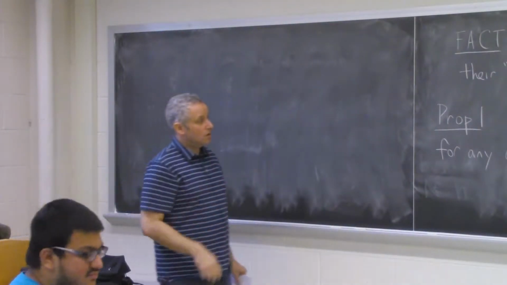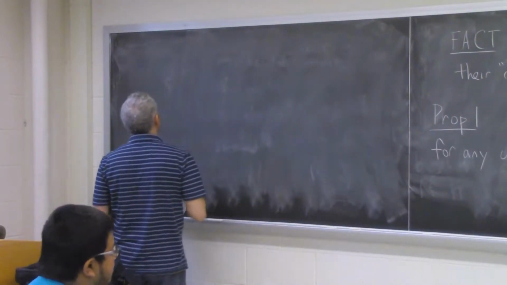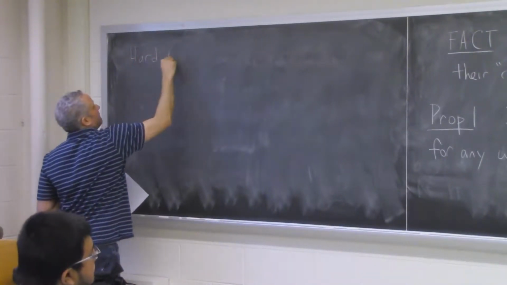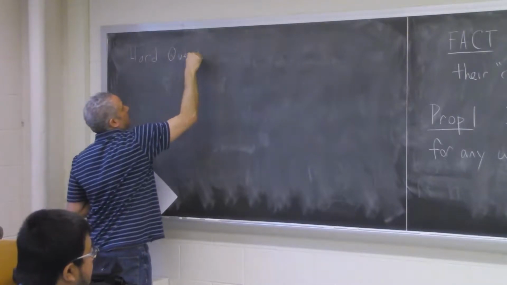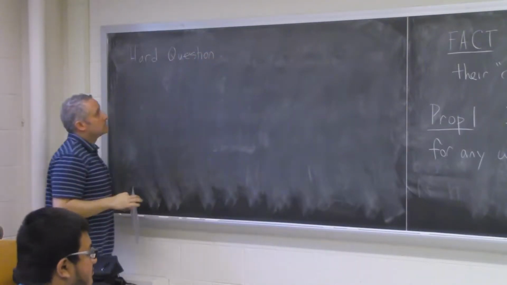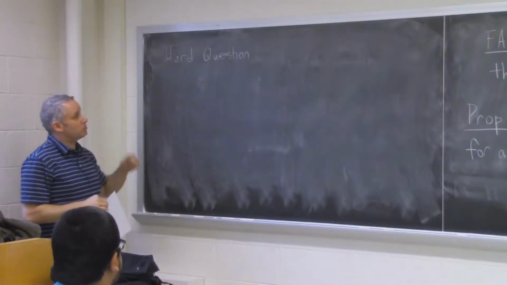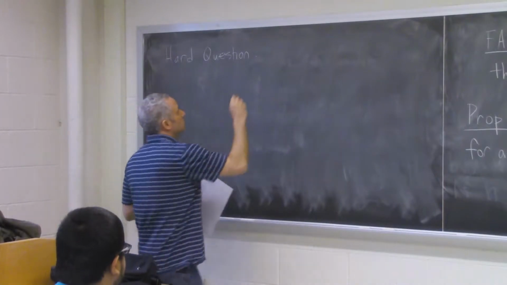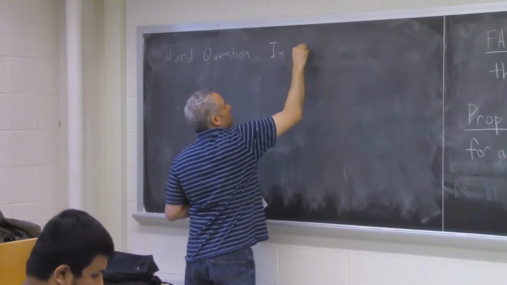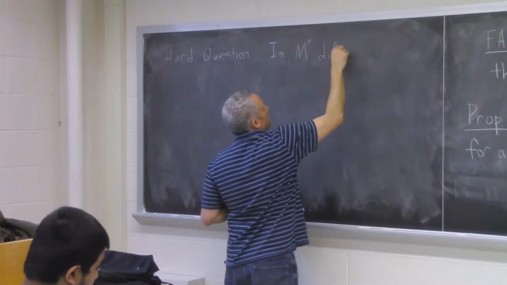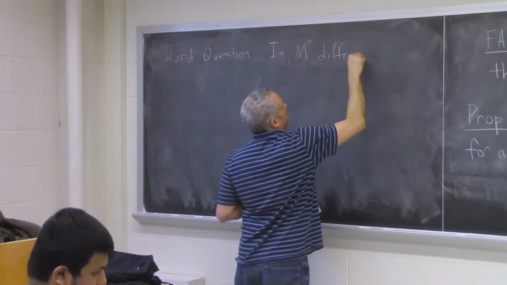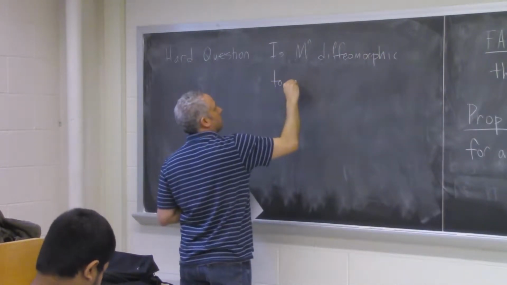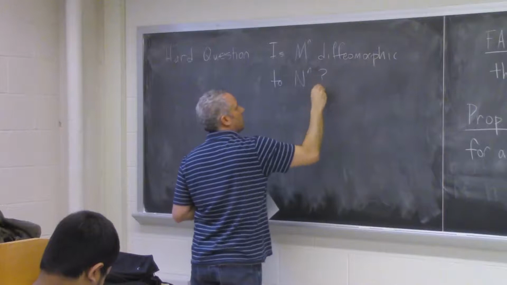All right. So let's start with the following difficult question. If you're given two manifolds of the same dimension, determine if they are diffeomorphic or not. So is a manifold of dimension n diffeomorphic to another one of the same dimension?